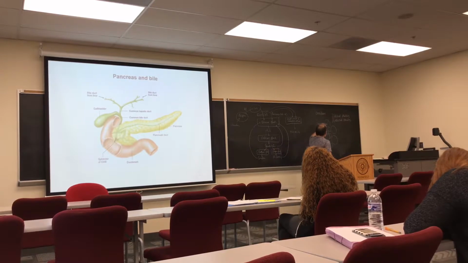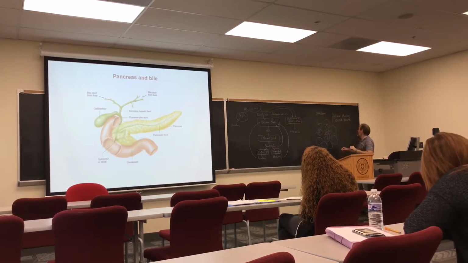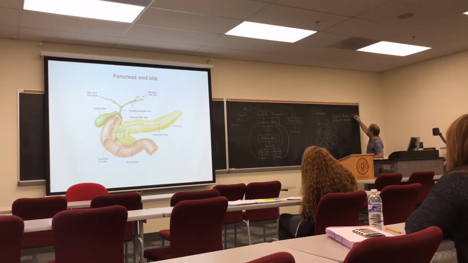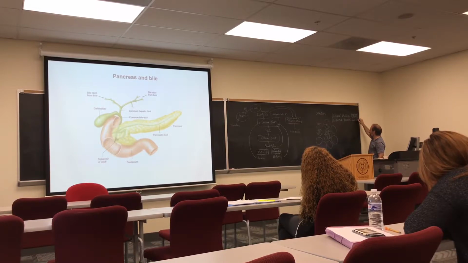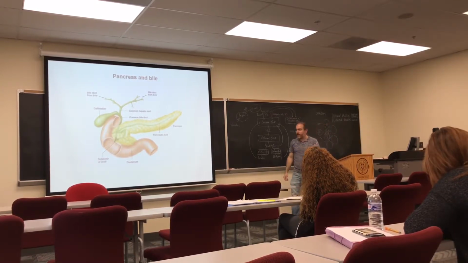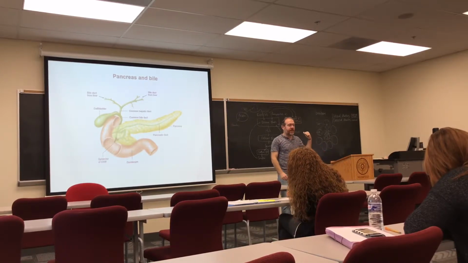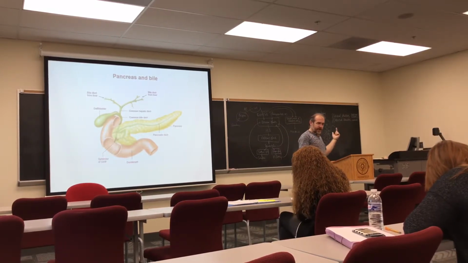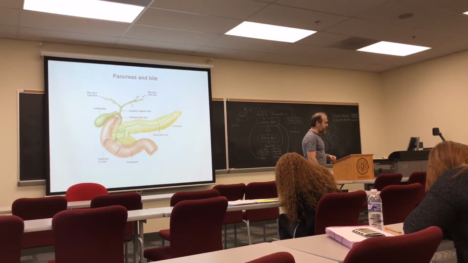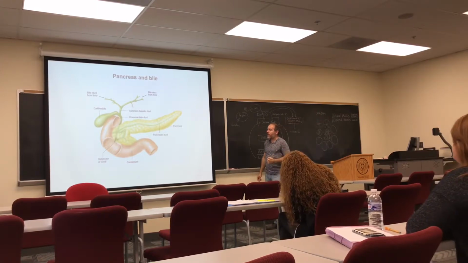Now, the exocrine pancreas is going to secrete basically digestive enzymes. And the endocrine pancreas is going to secrete hormones. You have heard about a hormone called insulin, right? Insulin, for example, is secreted by the endocrine pancreas. Glucagon is another hormone secreted by the endocrine pancreas. There are a couple more hormones that are secreted by the endocrine pancreas. All right?